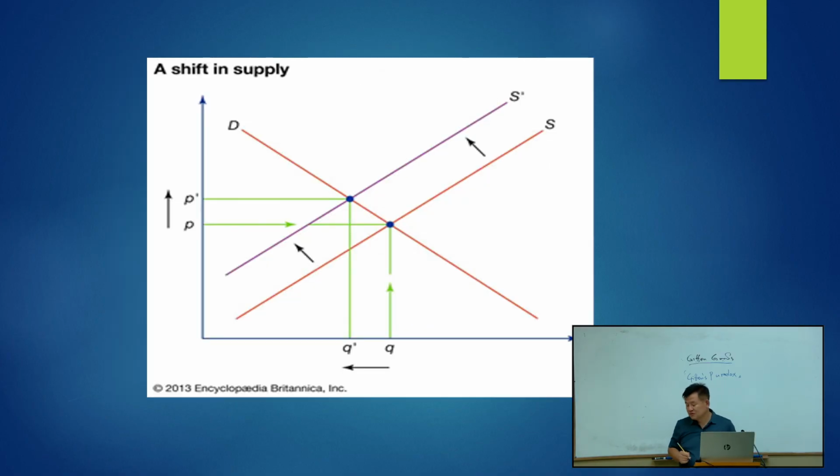And a shift in supply. At this time, demand is fixed, no change. And we move the supply curve from the red color to the purple color. It means the quantity changes from Q to Q dash, and then the price changes from P to P prime. It means the price is changed from here to here. This is a shift in the supply curve.